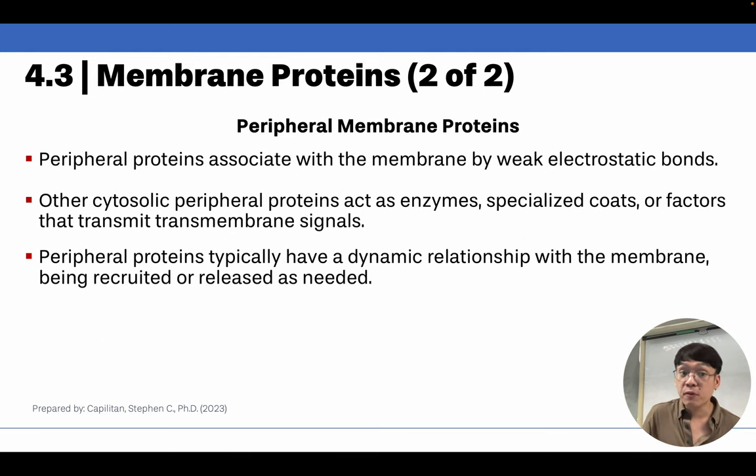We have also peripheral membrane proteins. They are associated with the membrane by weak electrostatic bonds. There are other cytosolic peripheral proteins that act as enzymes, specialized coats or factors, and they transmit transmembrane signals. Peripheral membrane proteins typically have a dynamic relationship with the membrane, and they are being recruited or released as needed.